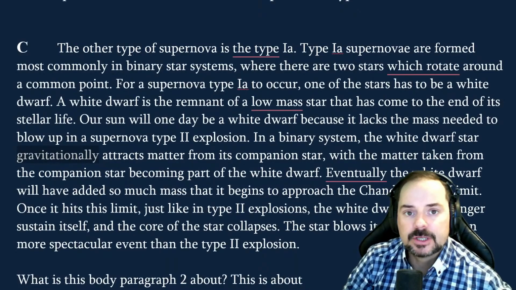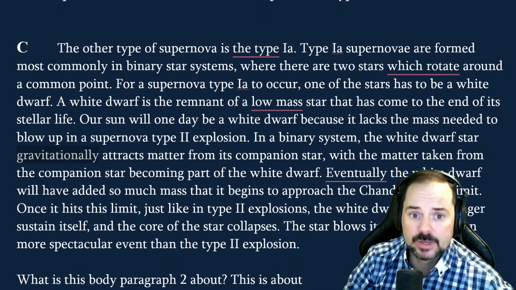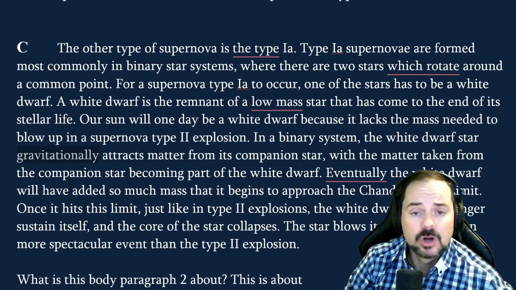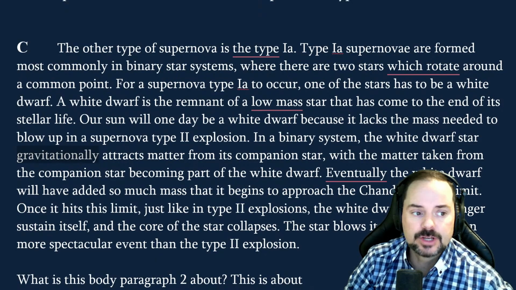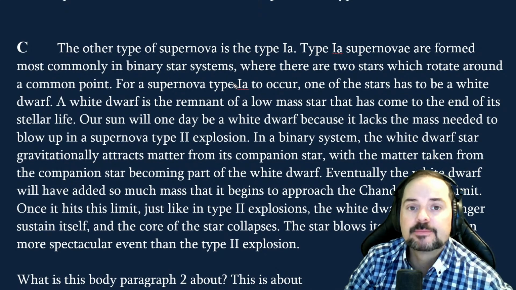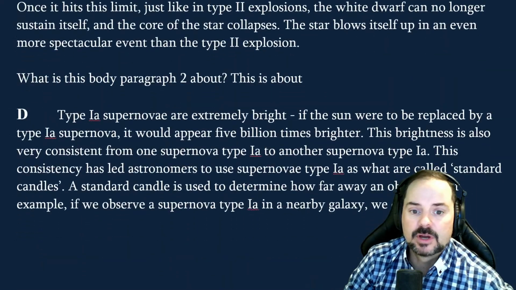And eventually, you want to get into a situation where you can visually see what you're reading. Even though this seems like a really complicated topic or paragraph, it shouldn't be too difficult. They do try to explain it quite simply. So basically what this paragraph is telling you is the other type of supernova, type 1a, and the process of how it's formed. Okay, so what is this body paragraph about?